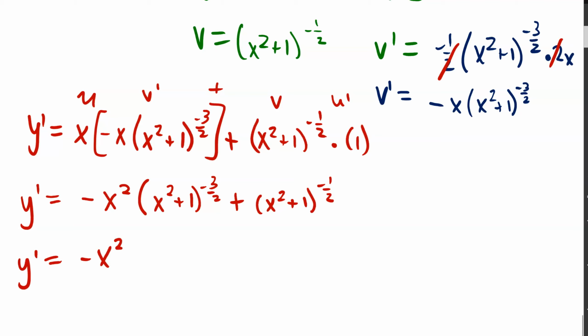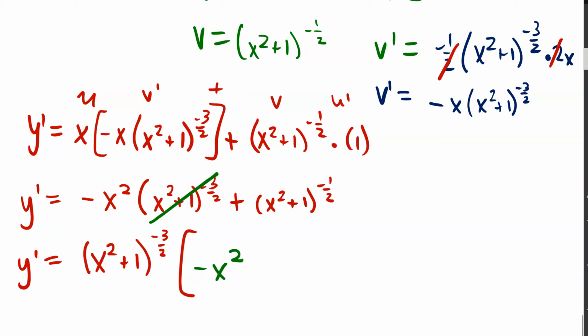So I take negative x squared times, ooh, actually no, because that's only multiplied by the first one. So I need to pull out an x squared plus 1 to the negative 3 halves. If I pull out an x squared plus 1 to the negative 3 halves, that guy goes away and I'm left with negative x squared. Okay, first part, okay?